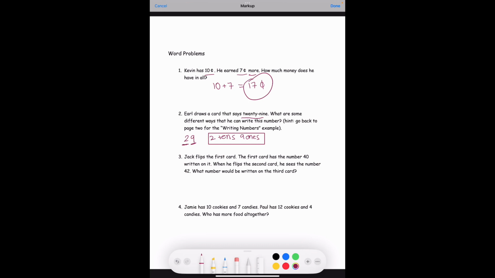And another way is there's 2 tens, so 10 plus 10 equals 20. So 20, and there's 9 ones, so you're going to add 9 to that, which equals 29. So that is another way you could write 29. And this will end up adding up to the number 29.